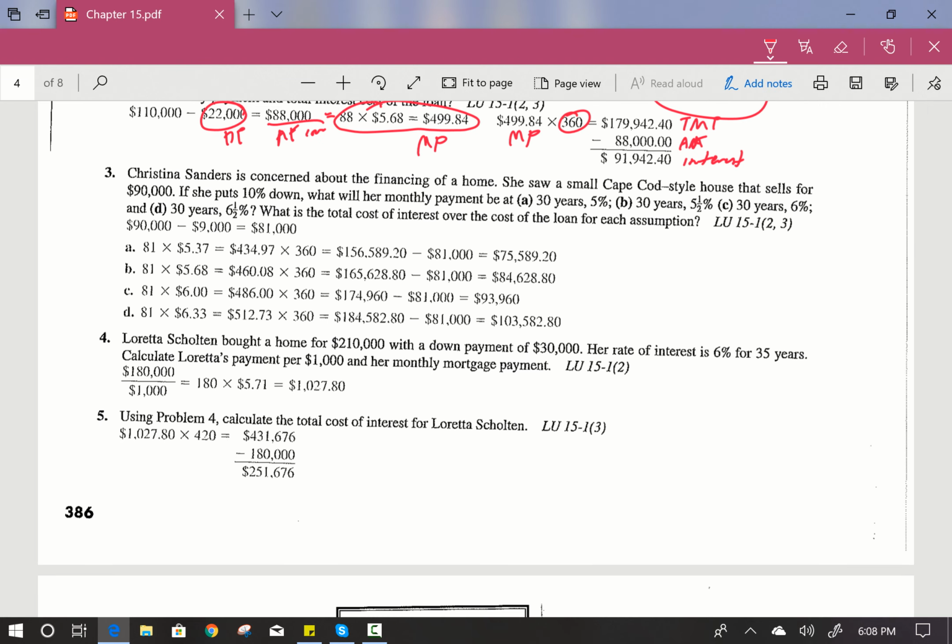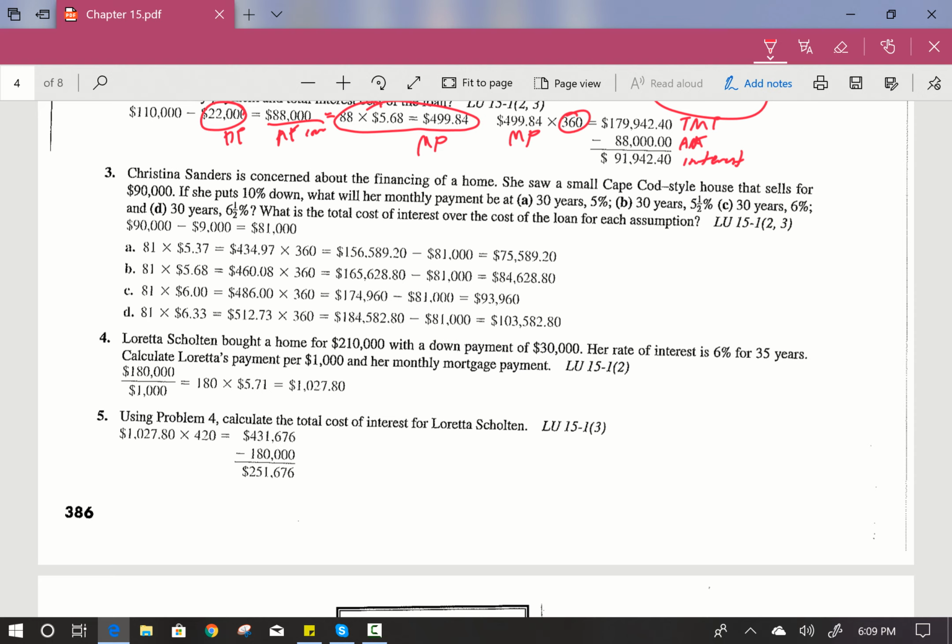Number 3, Christina Sanders is concerned about the financing of a home. She saw a small Cape Cod style house that sells for $90,000, and she's going to put 10% down. What is her monthly payment? She's going to make this monthly payment for 30 years at 5% interest.